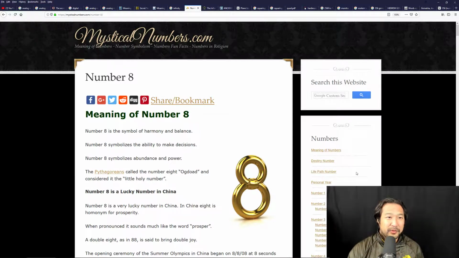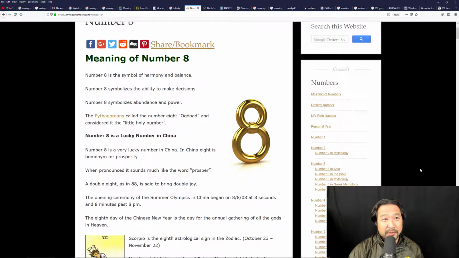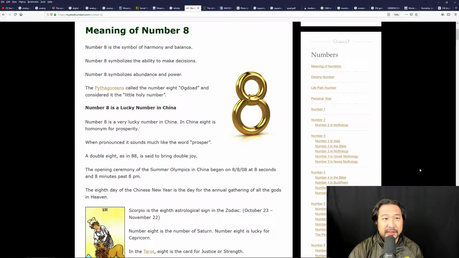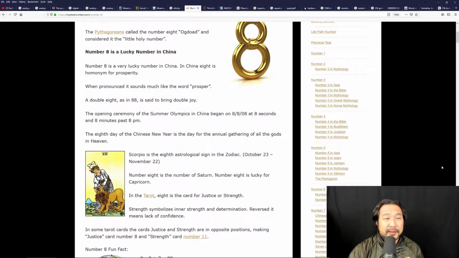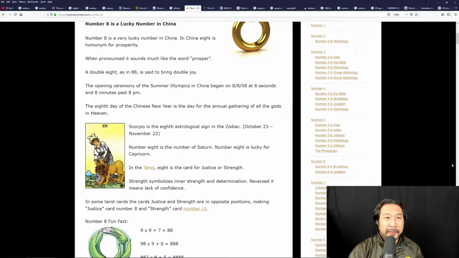TheMysticalNumbers.com. Maybe we'll find more. I'm going to skip over a lot that we might have gone over already, and just talk about the ones that we haven't mentioned already. 8 is the number of harmony and balance, symbolizes the ability to make decisions, abundance and power. Again, Ogdo. 8 is lucky. Number 8 is a very lucky number in China. In China, 8 is a homonym for prosperity. When pronounced, it sounds much like the word prosper. Double 8, as in 88, is said to bring double joy.